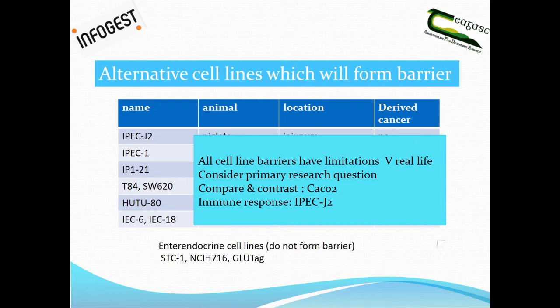They do not form the barrier, and these would be enteroendocrine cell lines. So if you're looking for a satiety response to your food, then you could look at these cell lines, STC-1, NCI-H716, or GLUTag, but they don't form gut barriers. They're specifically enteroendocrine cell lines.